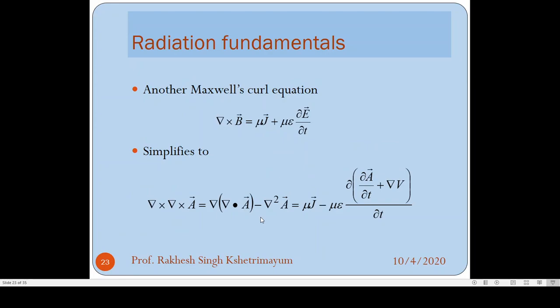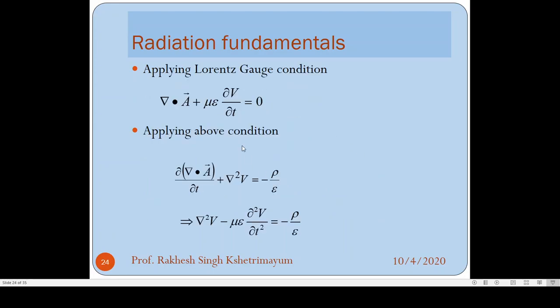You can also get the wave equation for electric potential. For that, we'll use the other Maxwell curl equation: curl of B is equal to mu J plus mu epsilon dE/dt. Now if you replace B by curl of A, using the vector identity, it becomes gradient of divergence of magnetic vector potential minus Laplacian of magnetic vector potential. On the right-hand side you have mu J plus mu epsilon, you replace E by minus dA/dt minus gradient of V, and you apply the Lorenz gauge condition.